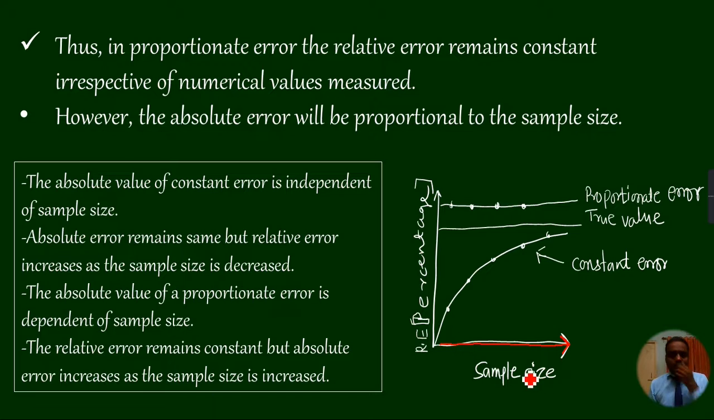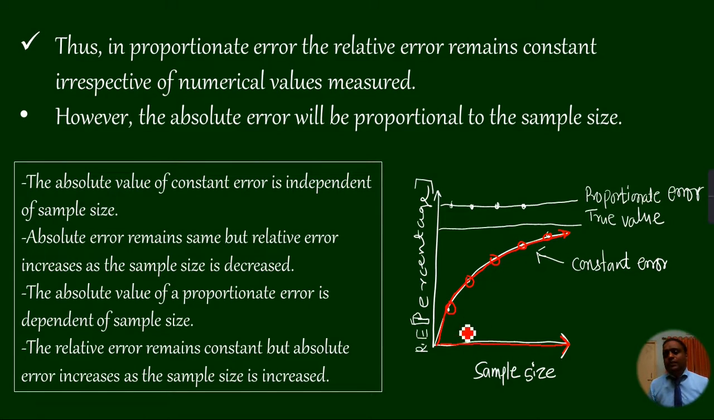Now for example, this is a sample size and this is a relative error percentage. We are talking about only relative error here. So in this case, if a constant error is there, the absolute error will be constant and the relative error will increase. So in this case we are talking about relative error, and therefore the relative error will increase.